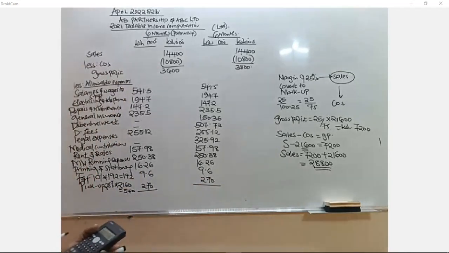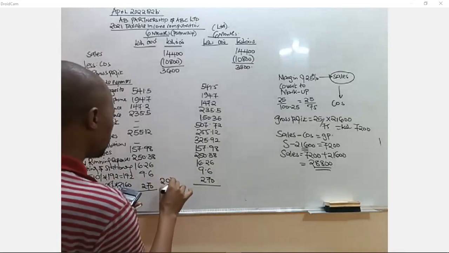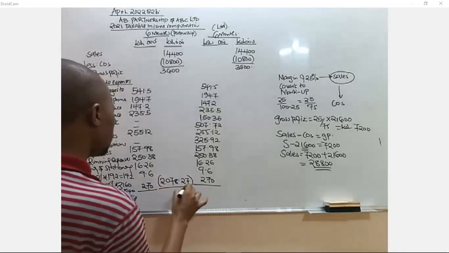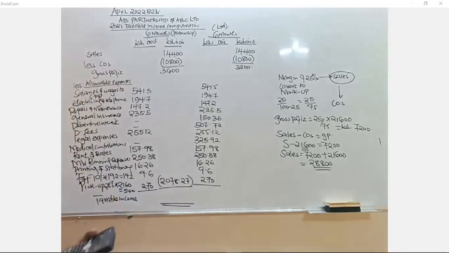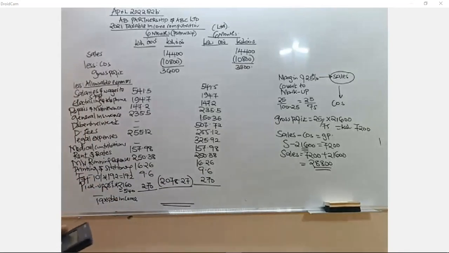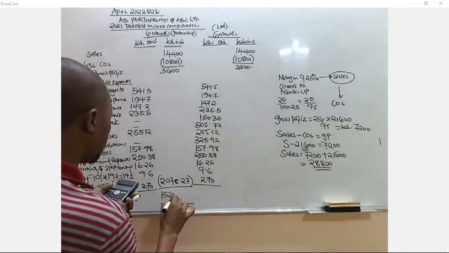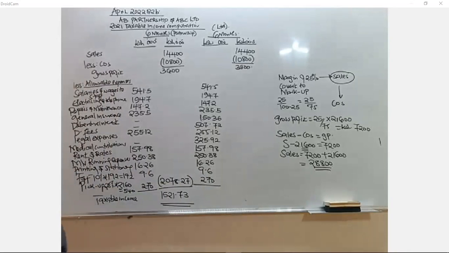So 541.5 plus 194.7 plus 147.2 plus 235.5 plus 255.12 plus 157.98 plus 250.38, plus 16.26 plus 9.6 plus 270. We are getting 2078.27. So here we are going to get the taxable income. On the side of the partnership, I take that 600 minus my answer, getting 1521.73.